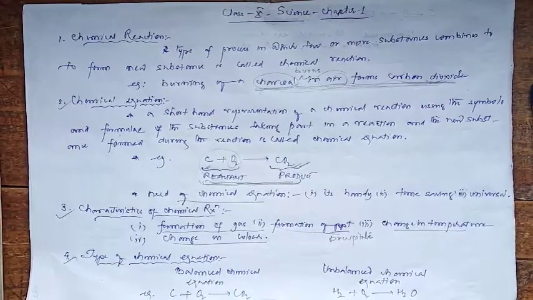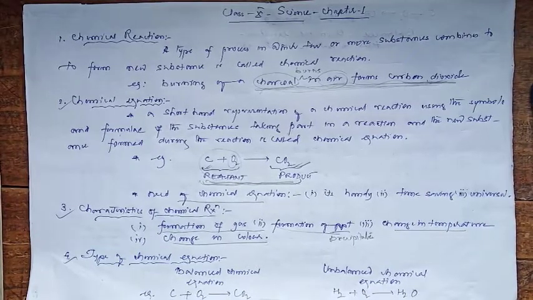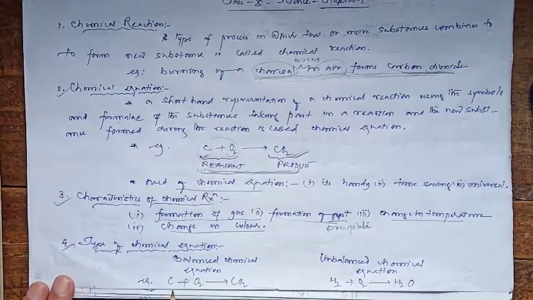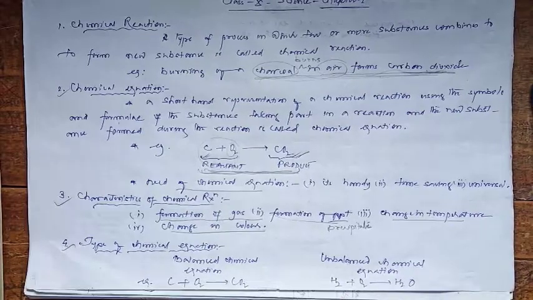Types of chemical equations. How many types of chemical equations are there? Just a while ago, we discussed the chemical equations. Now you know the importance of chemical equations. Two different types of chemical equations are there: balanced chemical equations and unbalanced chemical equations. Here is an example. Balanced chemical equation: C plus O2 gives CO2. An unbalanced chemical equation: H2 plus O2 gives H2O. Let's understand what is balanced and unbalanced.